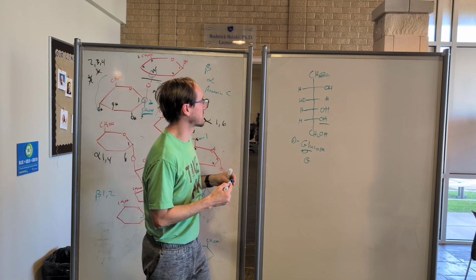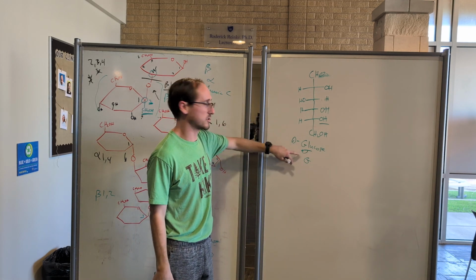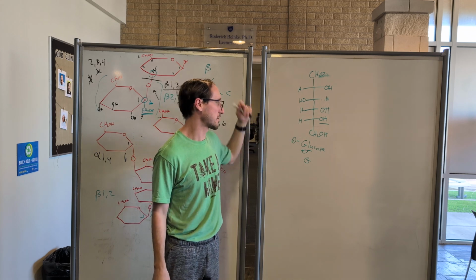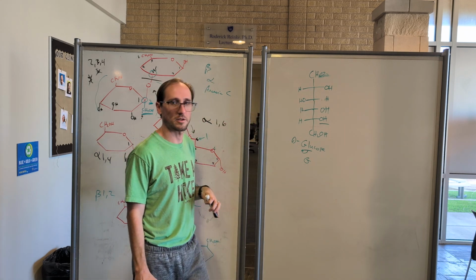Alright, so it's the other way. So it's this one, the second one, that is the L. So just remember that L is number 2, so that's the second OH group. It's going to be on the left. That'd be a good way to do it.